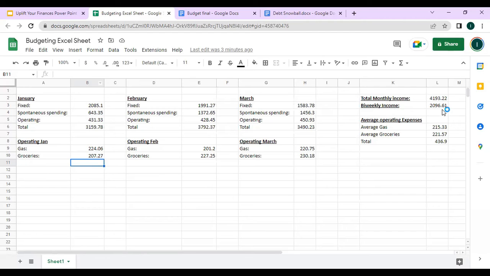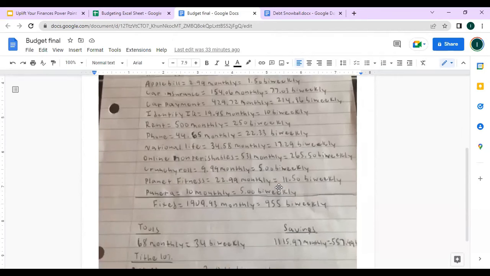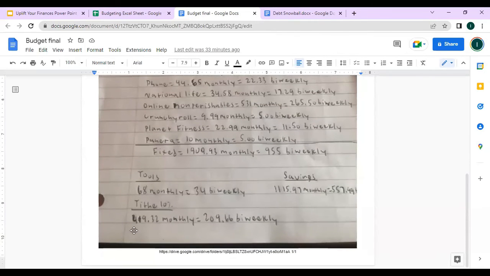So whenever this person's check gets deposited into his account, the first thing he's going to do is actually donate, because that's just something that he wants to do. So for this person in particular, he donates 10%. So the first thing he's going to do is donate $209.